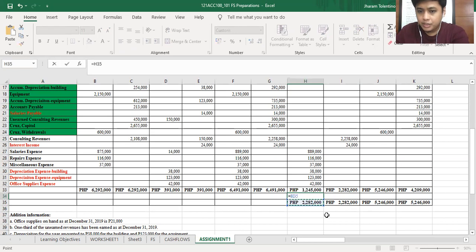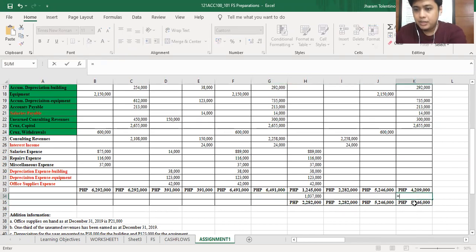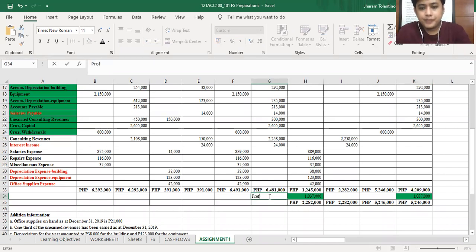Okay, the difference, squeeze. In this case, we have 2,282 minus 1,245,000. We have 1,037. And on this side, we have 5,246,000 minus 4,209,000. We have 1,037. If those amounts are the same, equal, anong tawag natin dyan? That is the profit for the period. So you may have to present it on.